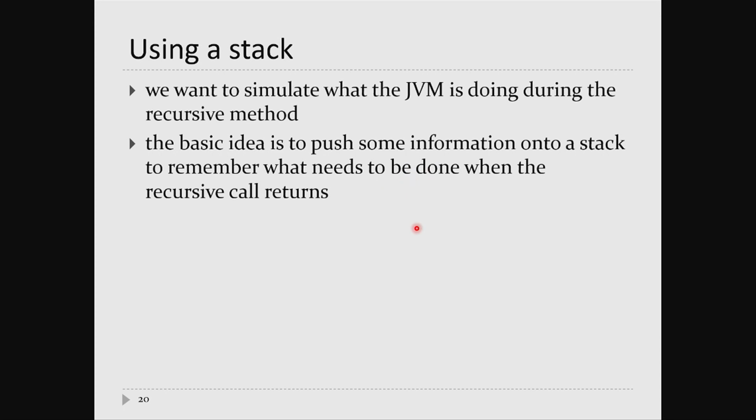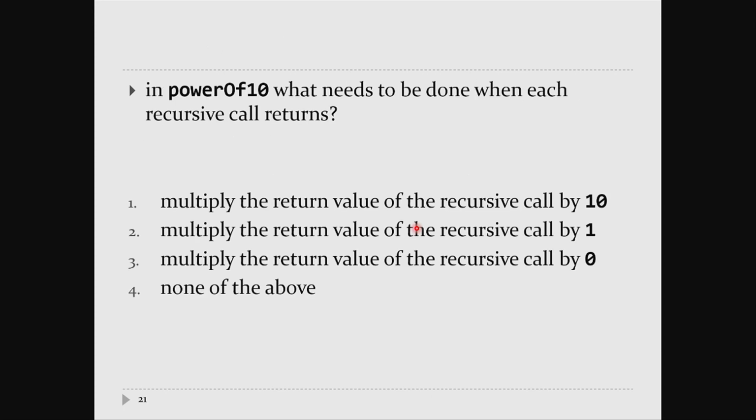So the basic idea is I need to push whatever information onto a stack to remember what needs to be done when the recursive method returns. So in power of 10, what needs to be done when each recursive call returns? Do we multiply the return value of the recursive call by 0? Well, no, that doesn't make sense, because that's going to make the answer 0. Do we multiply the return value by 1? Well, no, we don't do that either, because we want to multiply by 10 every time.